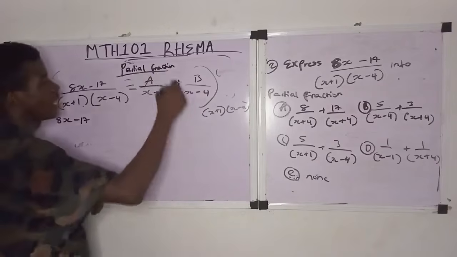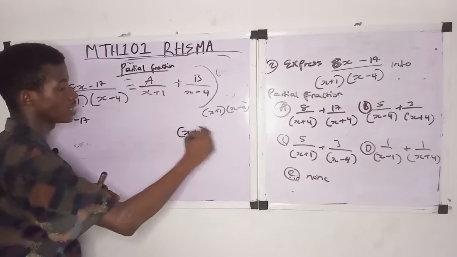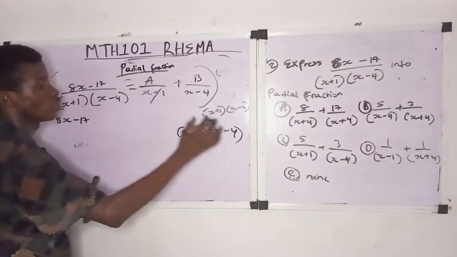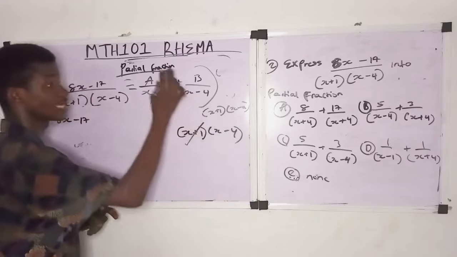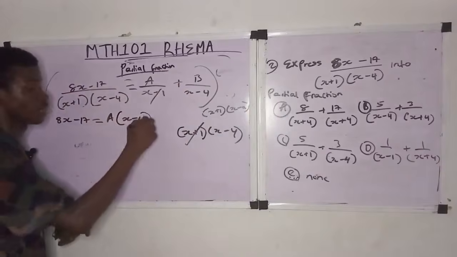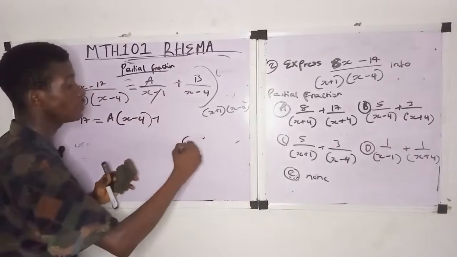Now if you multiply A over S plus 1 by S plus 1 and S minus 4, this one will cancel, this will be left with what? We'll be left with S minus 4. S minus 4 times A will give us what? Give us A bracket open S minus 4, right? Yes, then plus.